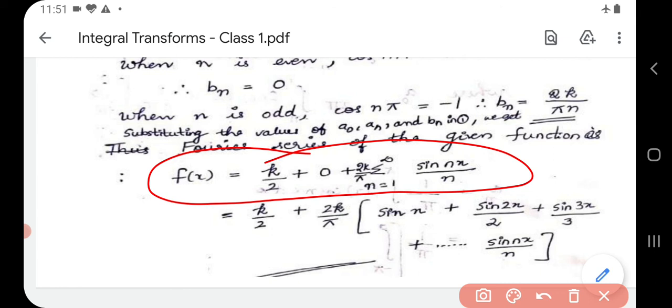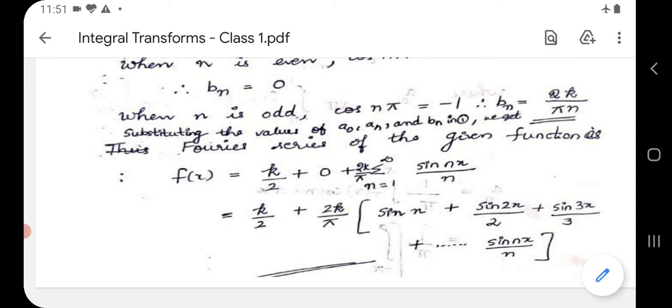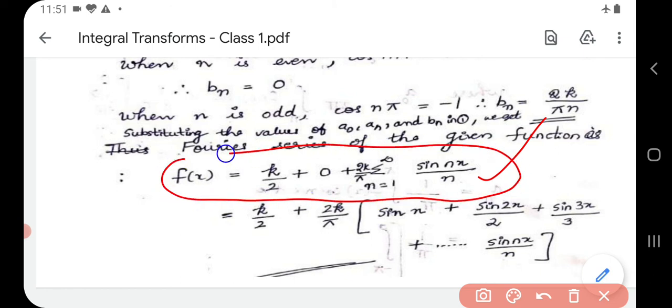Then sin nx by n, then k by 2 is kept as such, 2k by pi, then expand the sin nx by n as this. It is enough, you can stop here also, no problem. If you want, you can just expand. So this is the Fourier series. You have calculated the values of the Fourier coefficients a0, an and bn, and finally substituted those values in the Fourier series. Now this expression is only when the value of n is odd.